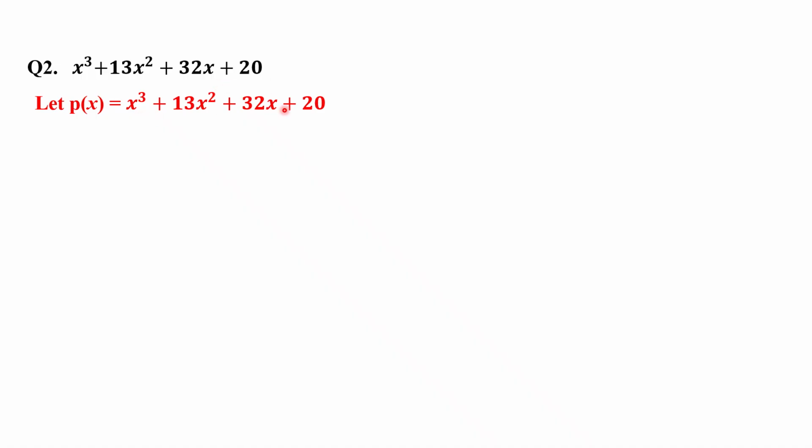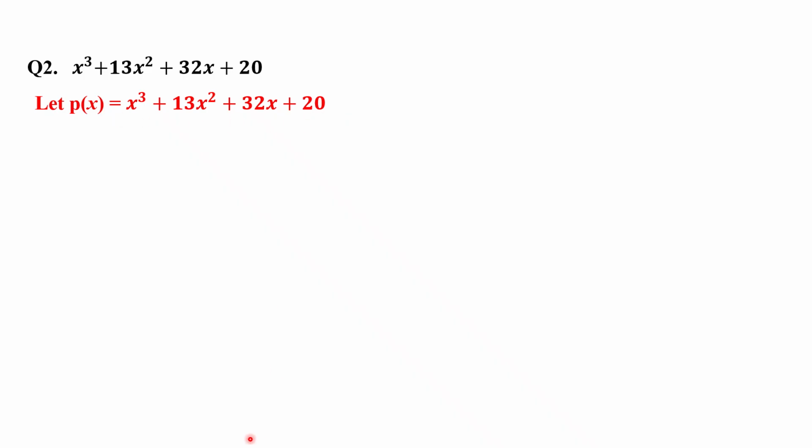So my first step is using the hit and trial method. We have to find one of the factors. And as I already said, the factors will be the factors of 20. So the factors of 20 will be plus minus 1, plus minus 2, plus minus 4, plus minus 5 and so on. So you have to take factors from that. It will be easy to find out.